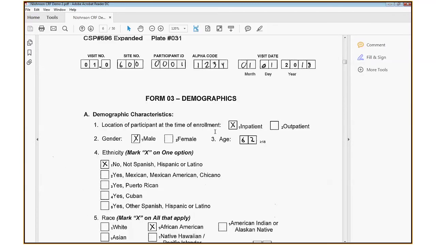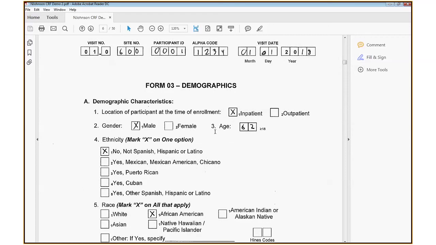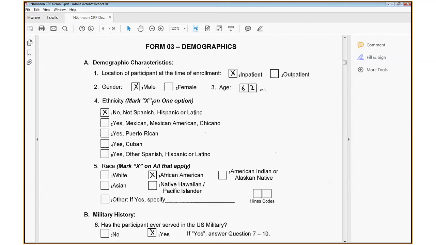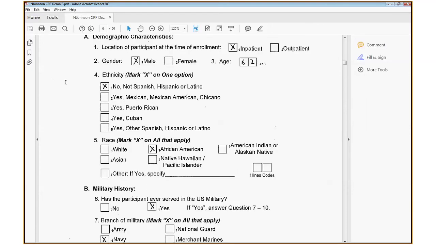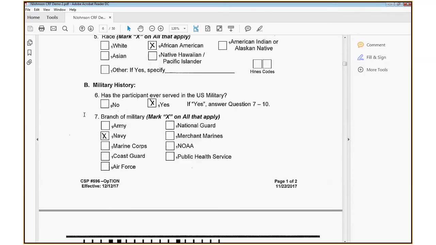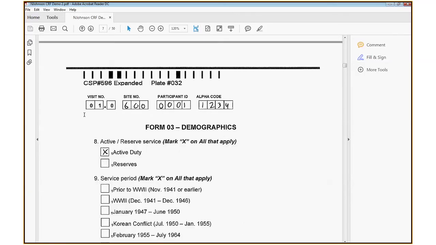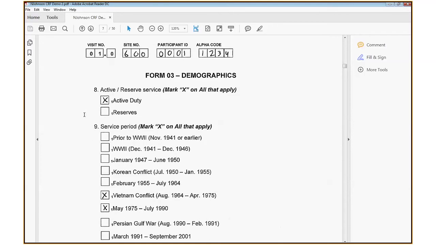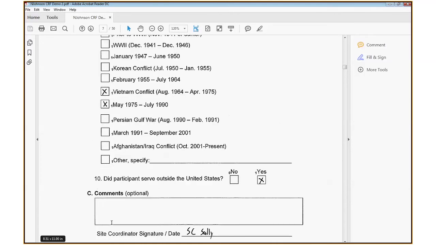The next form that would be completed is demographics. Again, this is information that can be begun before the participant even shows up, but you do want to confirm all this information with the patient when they actually do come in. It includes the age, ethnicity, race, military history, branch of the military, service period, and all these forms also contain a comment section.